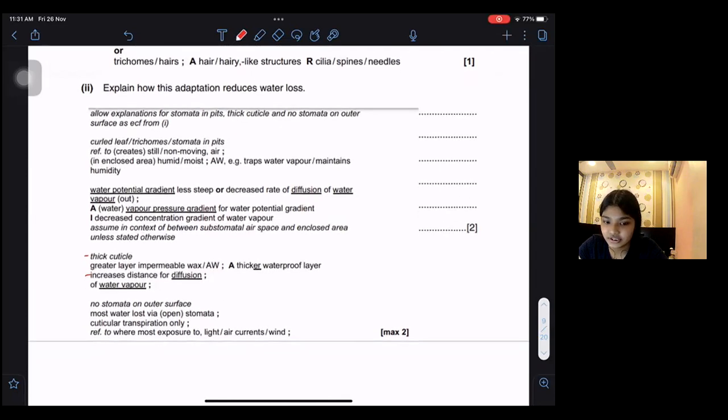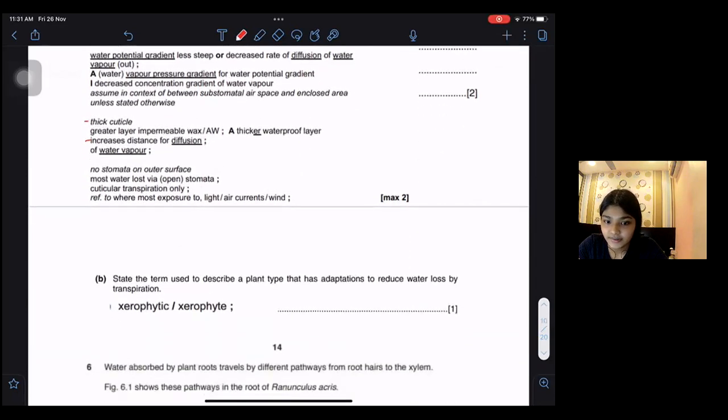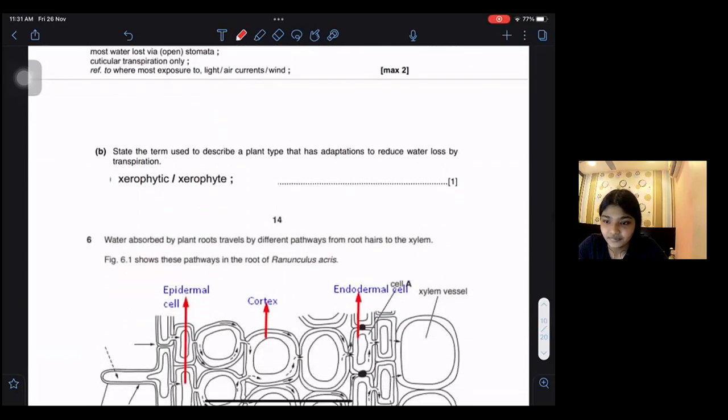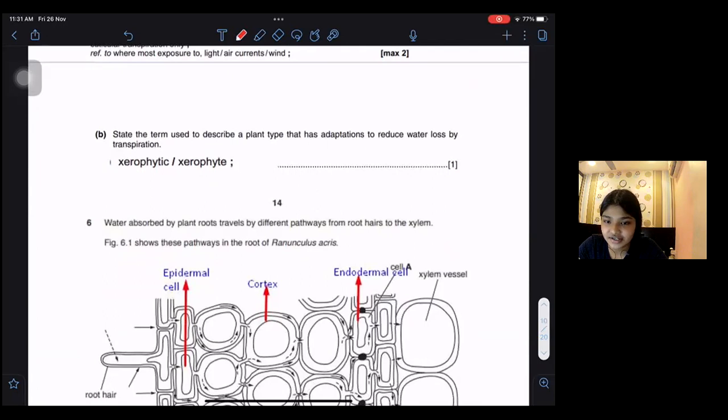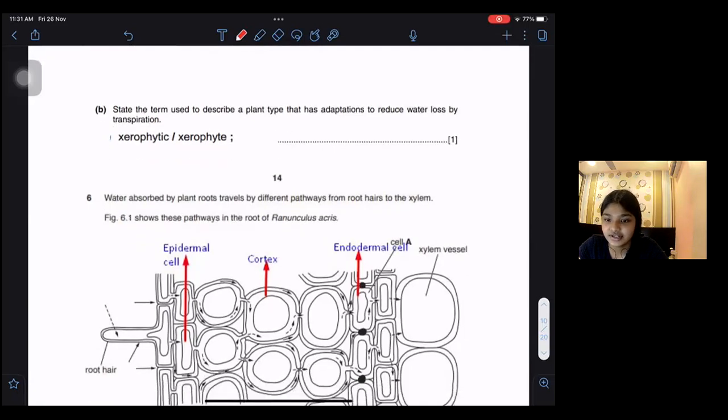Next question. The last part of that question says to state the term that is used to describe a plant type that has adaptations to reduce water loss by transpiration. So it's xerophytes. It's quite straightforward.